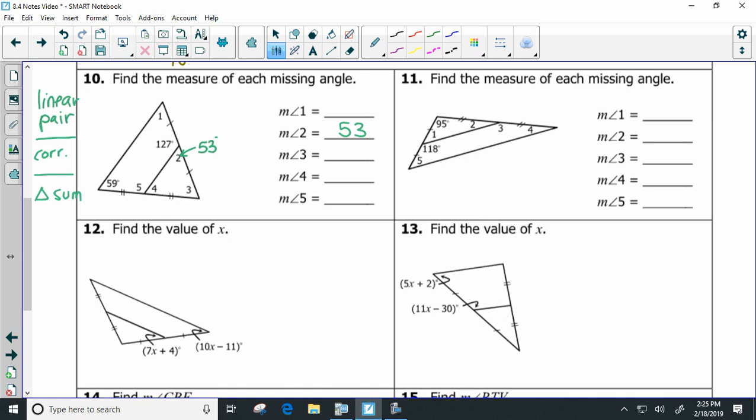All right, as I look along this side, I know that what I just highlighted in green is a transversal. This is a mid-segment, so it is parallel. So when two parallel lines are cut by a transversal, I have corresponding angles. Angle 1 and angle 2 are corresponding. So angle 1 is also 53 degrees.